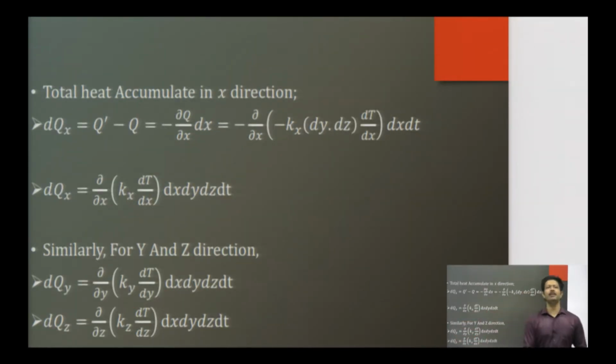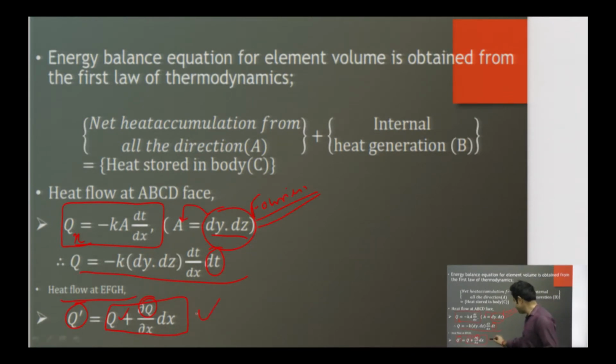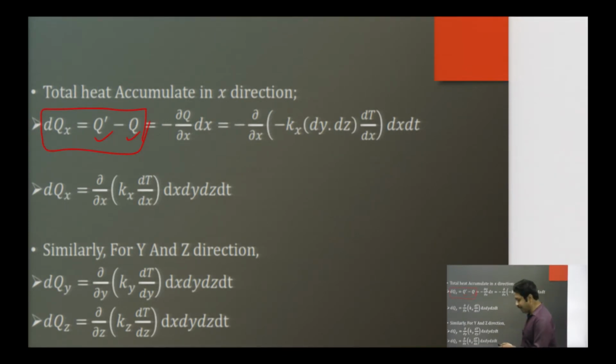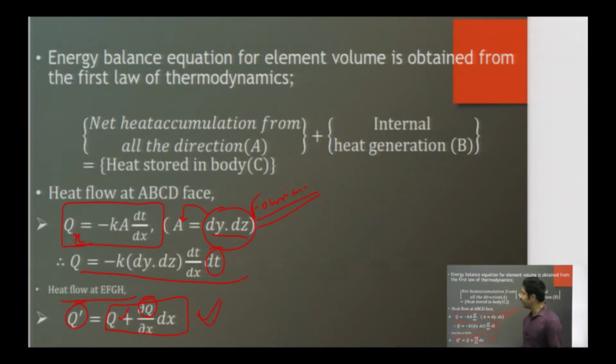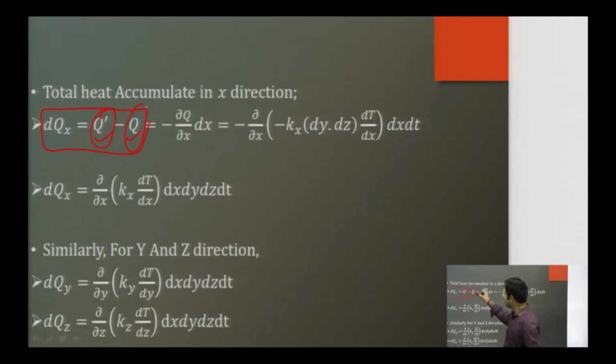Total heat accumulated in x direction, that is dqx, is q dash minus q. What was q dash? Q dash was the elemental heat added one. And what is q? Q was the basic one, that is the entering heat. So this is q dash minus q. We subtract it because we need to take out the net heat that has come across the system, when we subtract the entering heat from the exiting heat.